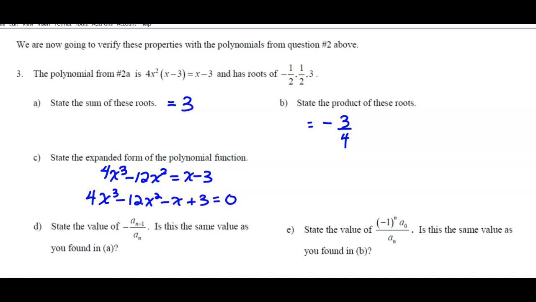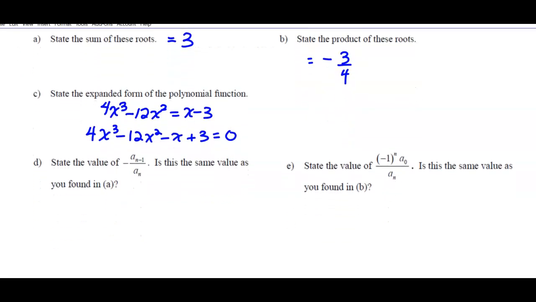Look like that. And let's verify. So negative the coefficient of the second highest degree term, so that would be negative 12 over the leading coefficient. 12 divided by 4 is 3. Okay, that matches.